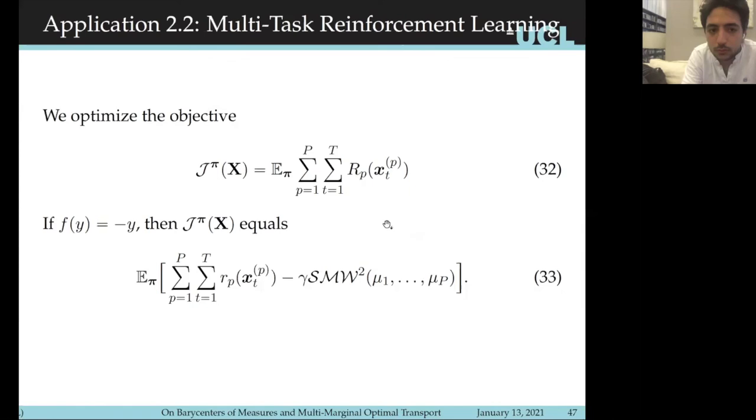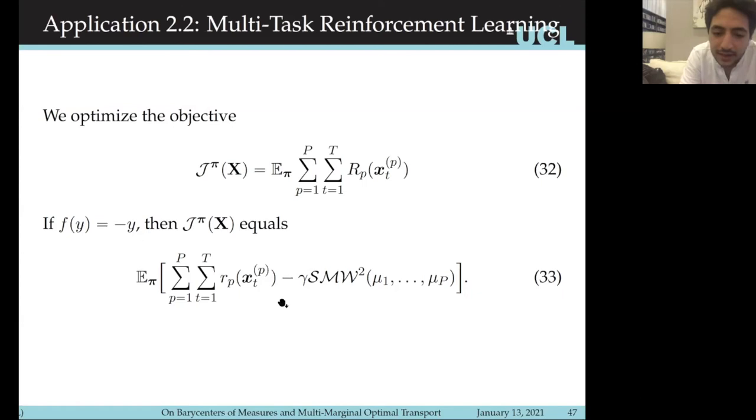All right. So we optimize this objective, which is the sum across tasks, where p is each task, summed over time, each time in the environment. This is a reward function we've seen before. And this is the state of the agent p at time t. We optimize that with respect to each policy, so we learn a policy for each agent. And we show that if this F function is minus Y, what this amounts to is the classical RL objective, that's one, the expected total sum of rewards.